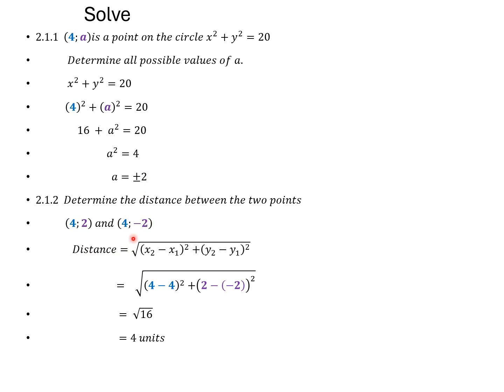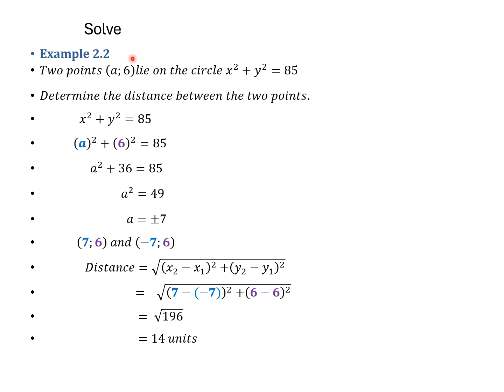So distance formula: square root of (x2 minus x1) squared plus (y2 minus y1) squared. So we start off here, 4 minus 4, squared, and 2 minus minus 2, all squared. 4 minus 4 gives me 0. 2 plus 2 gives me 4, so 4 squared would give me 16. Square root of 16 then gives me 4 units. So the distance between these 2 points equals 4 units. Right, let's look at the next problem.